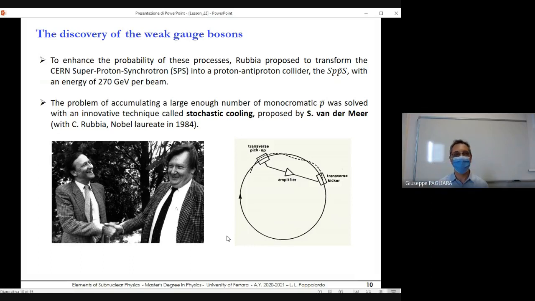You just need a bottle of hydrogen. That's it. But how can you produce an antiproton beam? That's a bit more complicated. We don't have anti-hydrogen in a bottle. You cannot find it in the market. Any idea?